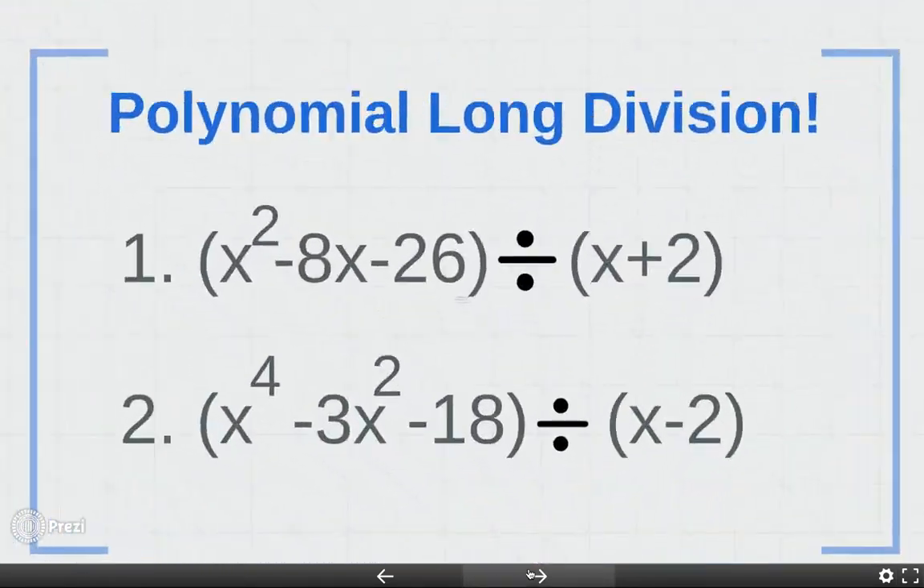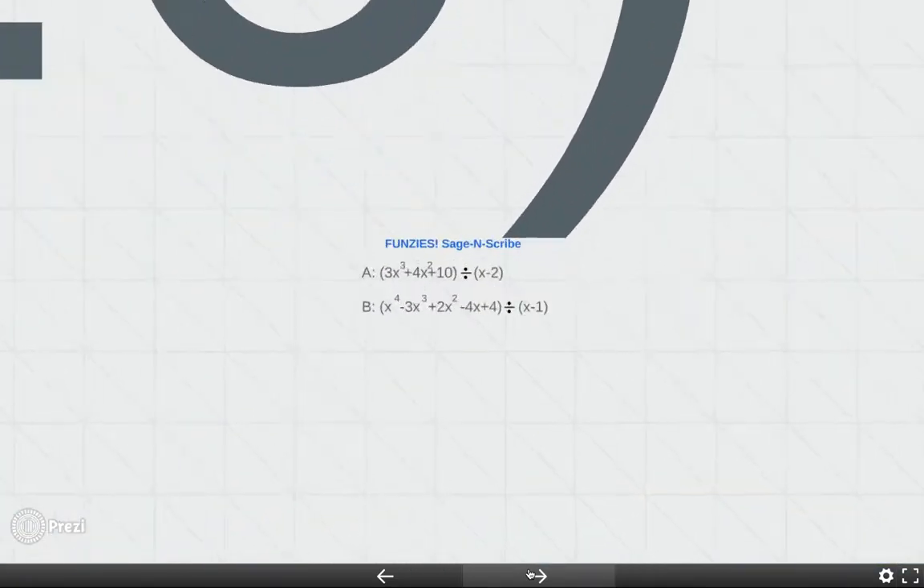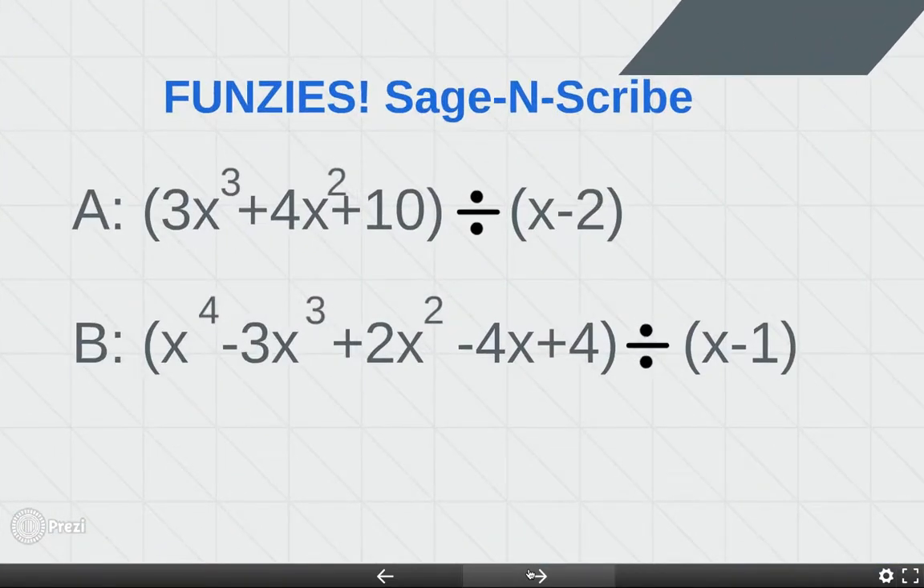So why don't we dive into some example problems? So example 1 and 2, I will be showing you how we do long division when we have polynomials, which is going to be epic. So get excited, go ahead and pause the video and watch example problems 1 and 2.